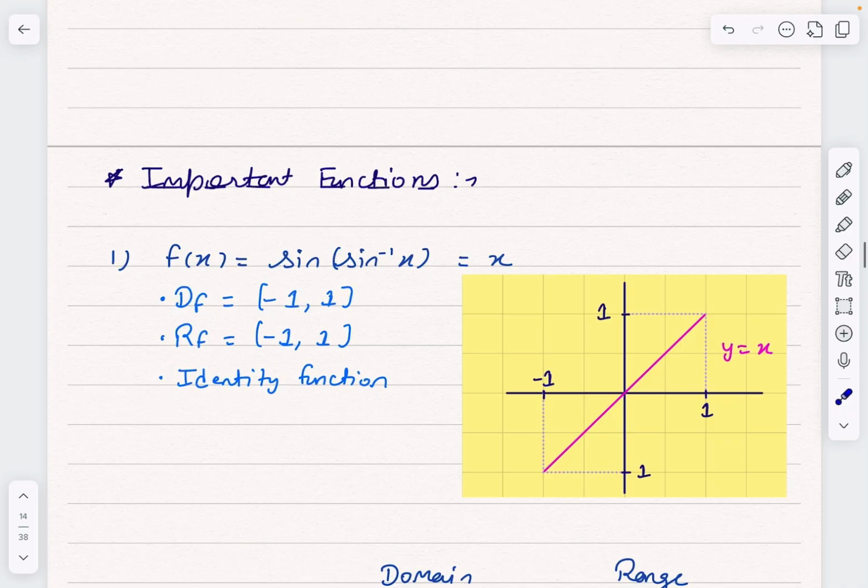Next one, guys. Now some important functions. See, first is sine of sine inverse x. Sine of sine inverse x will just be x. In functions, we do know f of f inverse x is x.